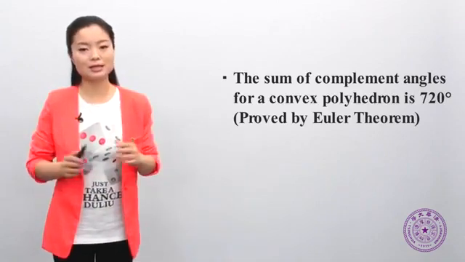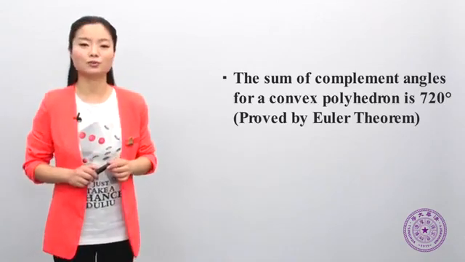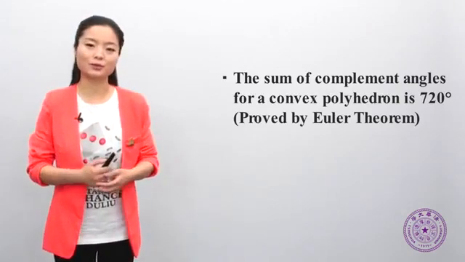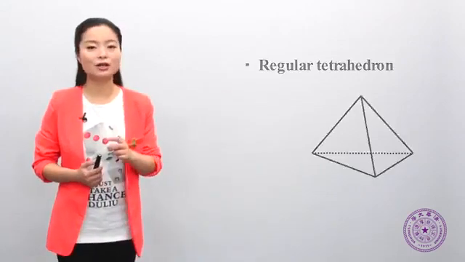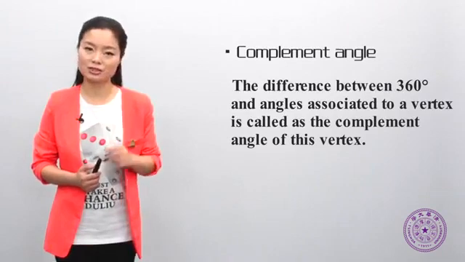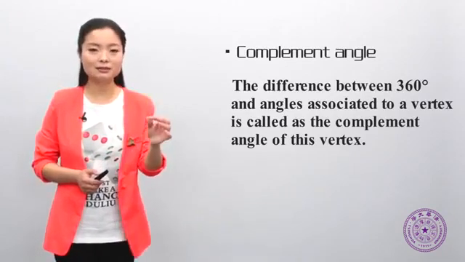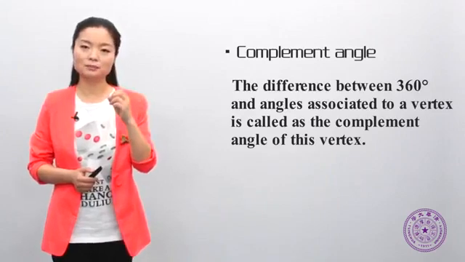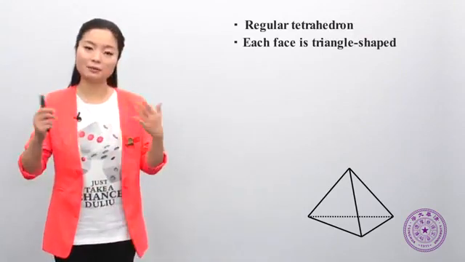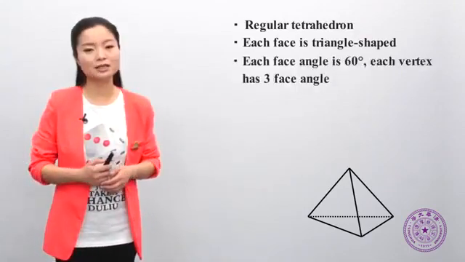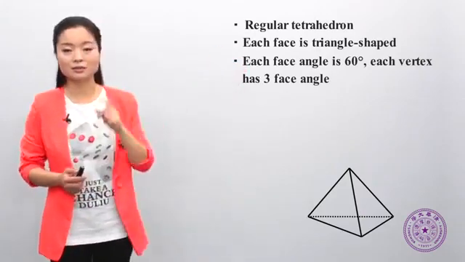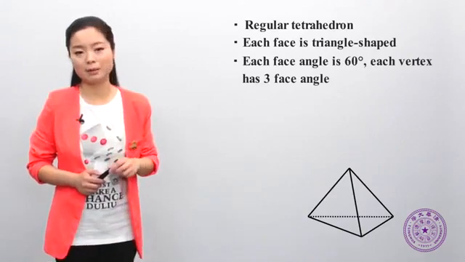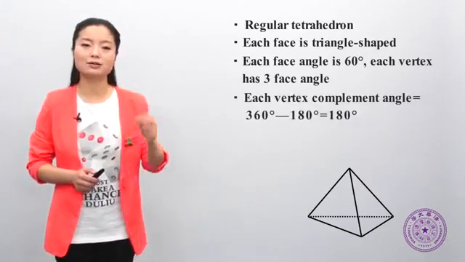We will first take a regular tetrahedron for verification. First, we have a new concept. Complement angle means 360 degrees minus the sum of the face angles associated with a vertex. Inside a regular tetrahedron, each face is a regular triangle. The inner angle of the regular triangle is exactly 60 degrees. How many inner angles are there for each vertex? There are 3 inner angles. The summation of them is exactly 180. And this time for each vertex, its complement angle is 360 minus 180, equal to 180 degrees.